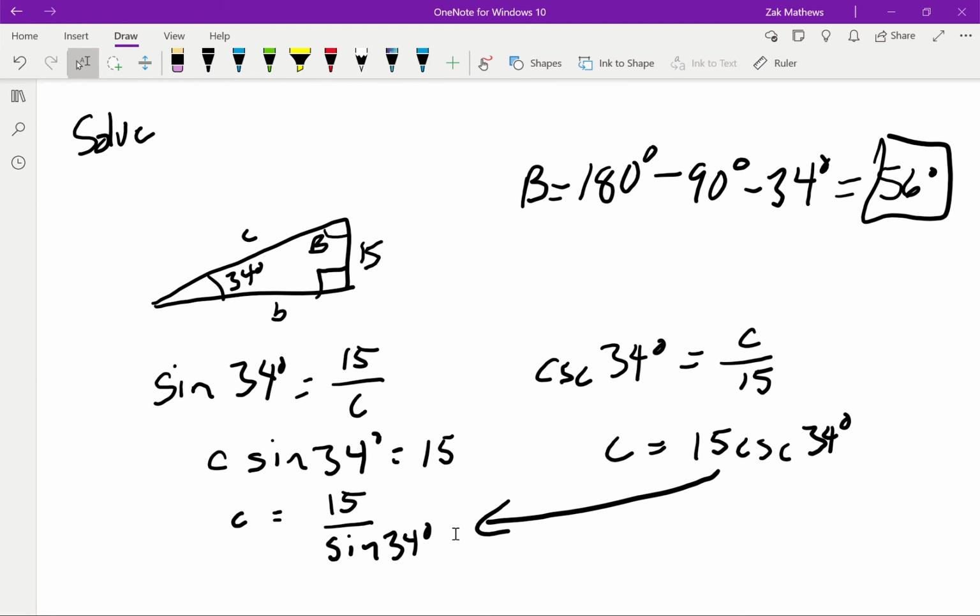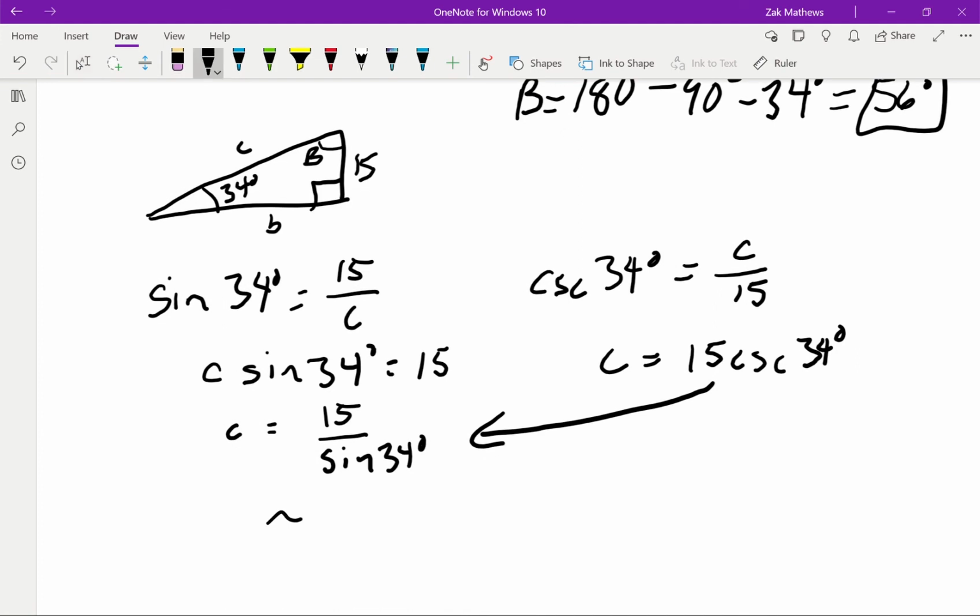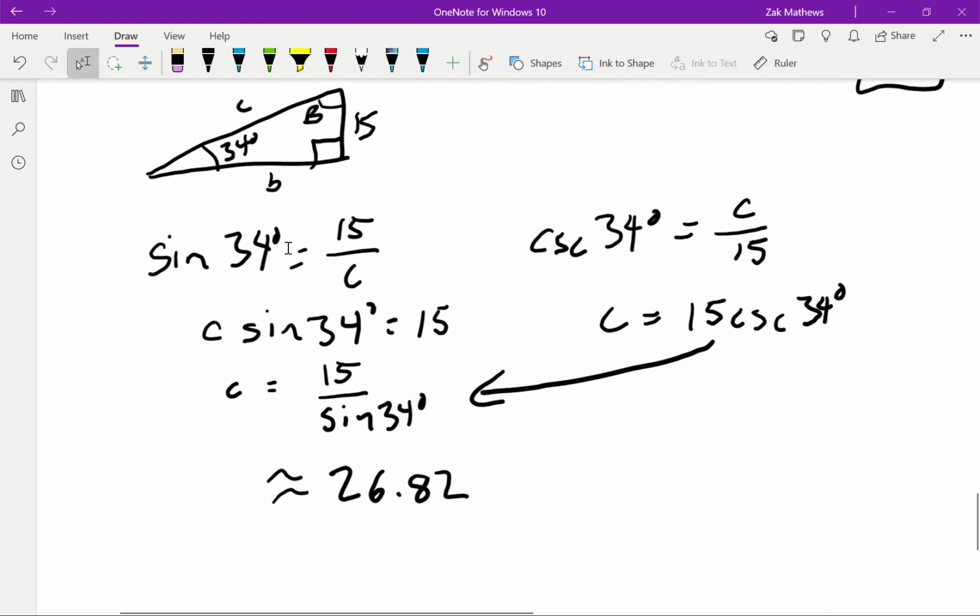Just to finish out the problem, if we were to take 15 over the sine of 34, make sure your calculator's back into degree mode. Can't stress that enough. Make sure your calculator's always in the correct mode. We get 26.82. And again, that's a side, so it would be feet, inches, miles, whatever our units are. That is larger than the 15. That's good so far. We'd still need to find side B.